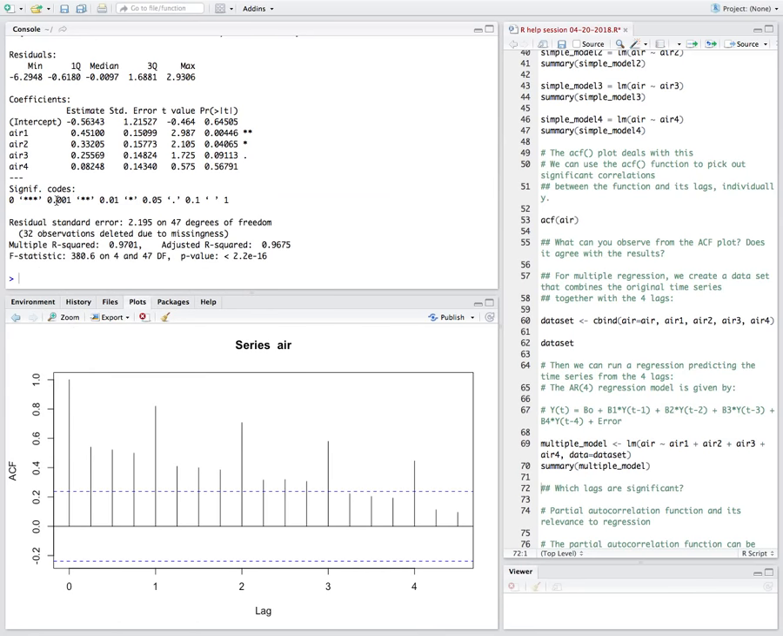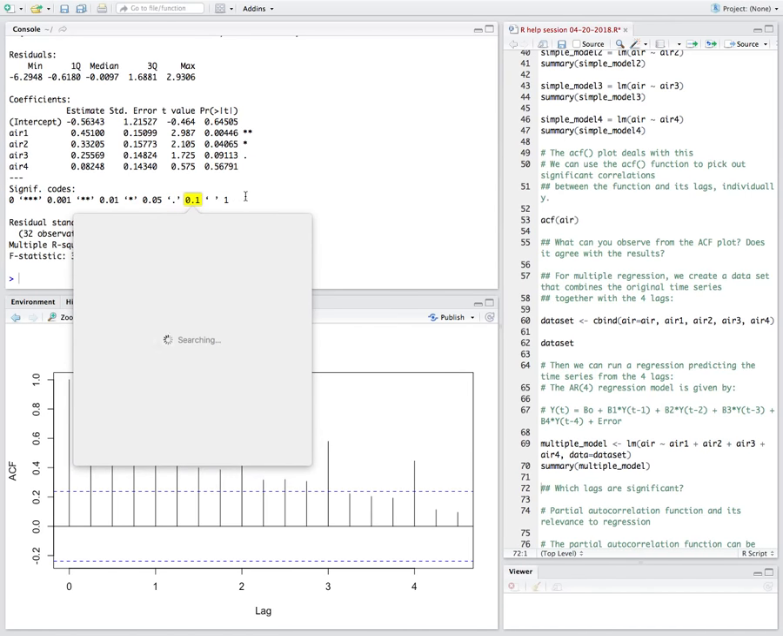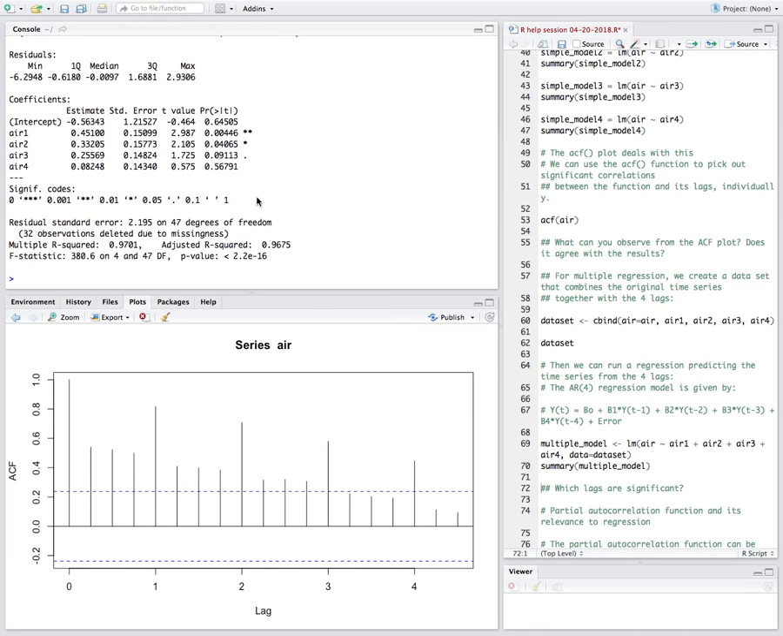means that it's significant at 0.001. And 2 codes here mean it's significant at 0.01, which is basically the 1% significance level. 1 star here indicates that it's significant at the 5% significance level. Just the dot over here indicates that it's significant at 10%, and nothing for 1.